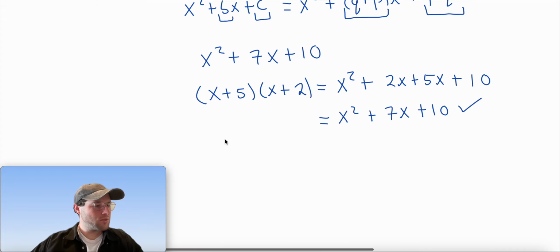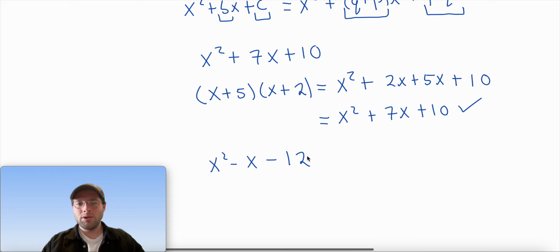I have x squared minus x minus 12. So again, we want to find two numbers that multiply to negative 12, and when we add them together, they add to negative 1.